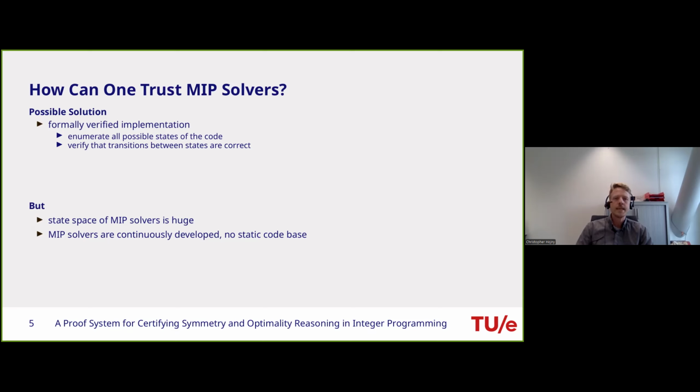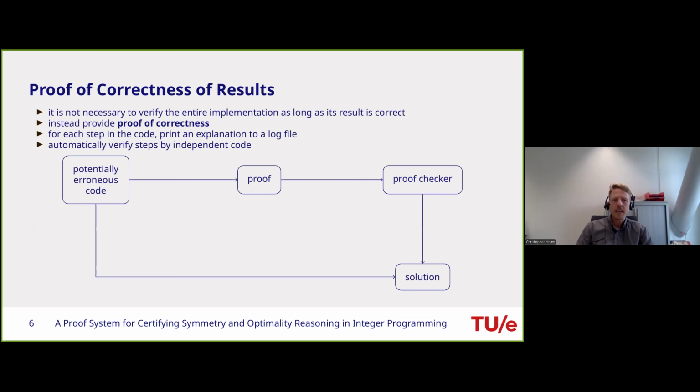For this reason, a different paradigm exists that says, well, maybe it's not necessary that we have a fully correct code as long as we can verify or certify that the result that we produce is actually correct. So this means, if we take a look at this diagram, we start with our potentially erroneous code. So there might be some bugs in the code. We produce a solution along this lower connection, and then we accompany this solution with a proof of correctness.